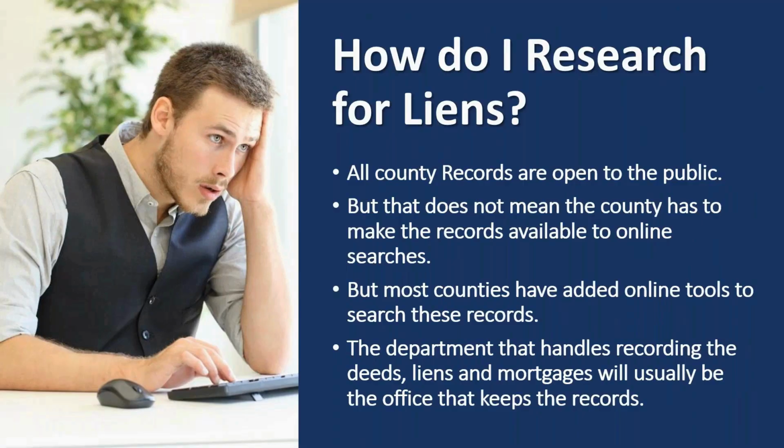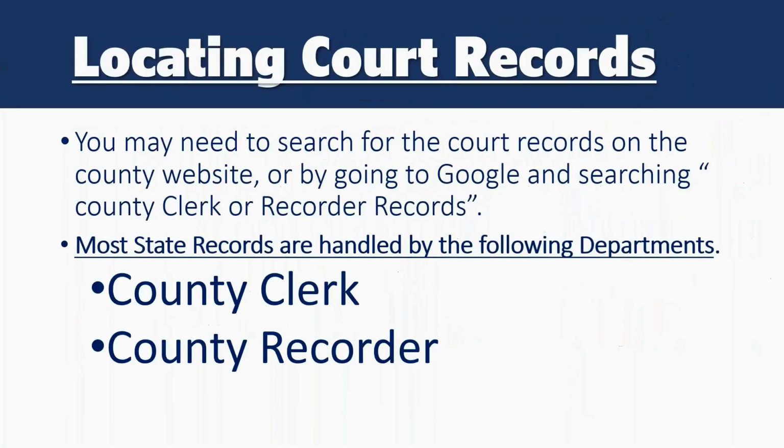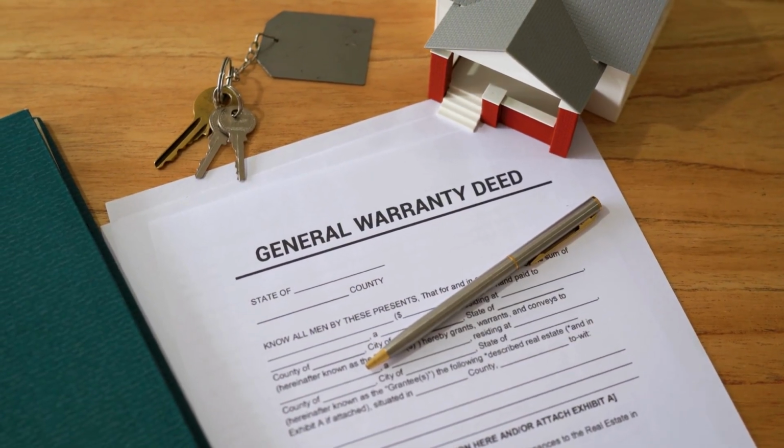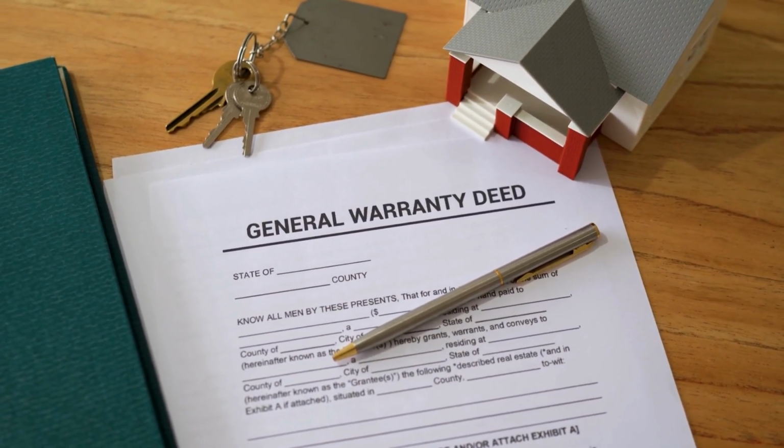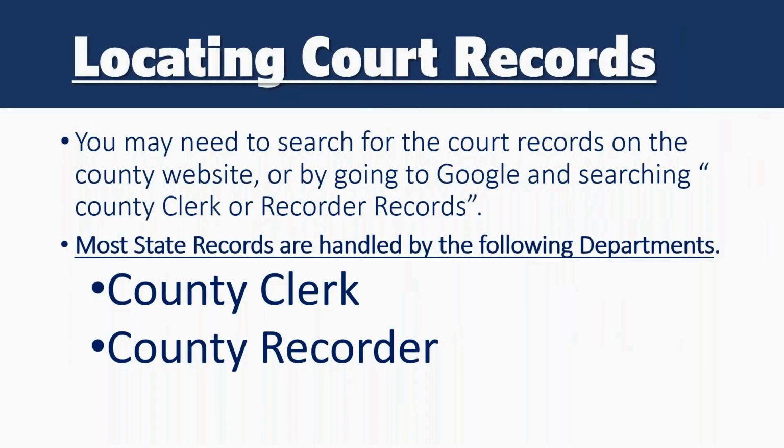Yeah, it's usually the department that handles the recording of the deeds, liens, and mortgages that is usually the office that keeps the records as well. So what we're usually looking for is the county clerk or the county recorder in most cases. If we can pull up a property deed, so if we can see that the property sold in the past and we pull up a property deed, it's usually that same department that we get the deed through, where we're going to look for other liens that could exist against the property. So that's usually going to be with the county clerk or the recorder.